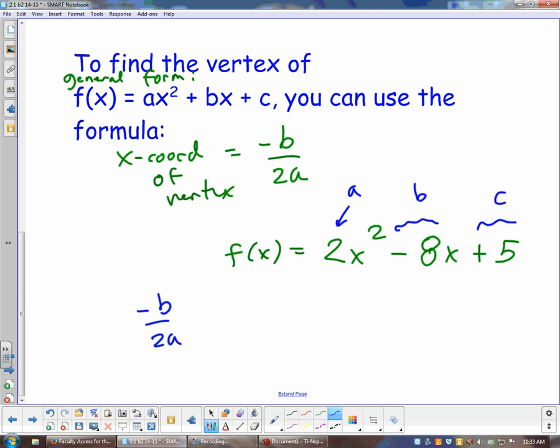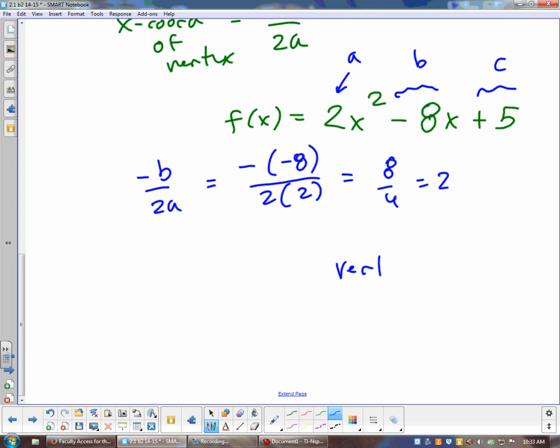You with me? So what am I going to have? x equals 2, because you got the opposite of negative 8 over 2 times 2. Is that right? So I'm getting 8 over 4 is 2. So that tells me that my vertex is 2 comma something. Agreed? So to find that y coordinate, we need to do what?